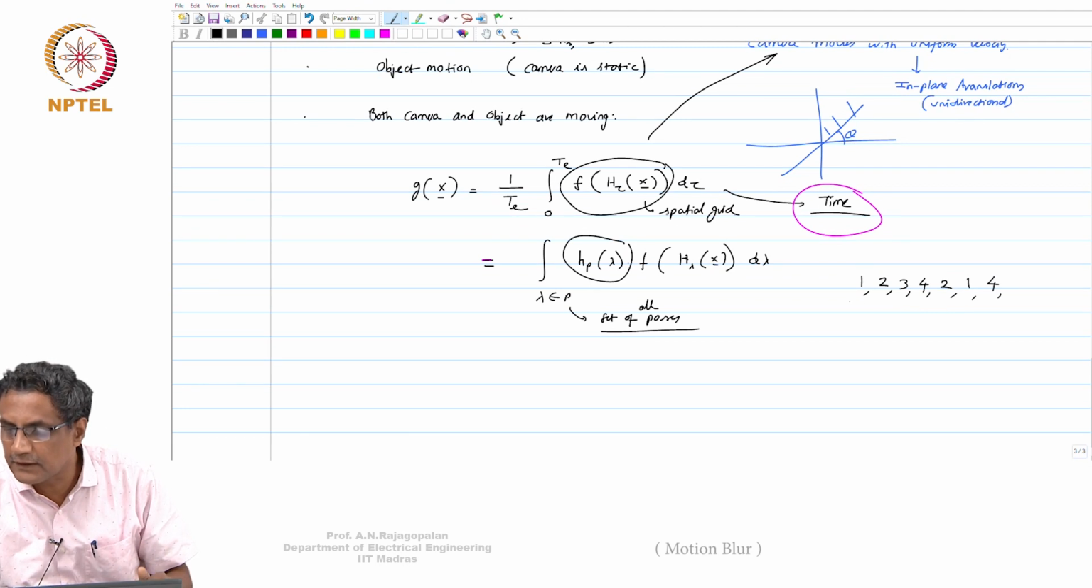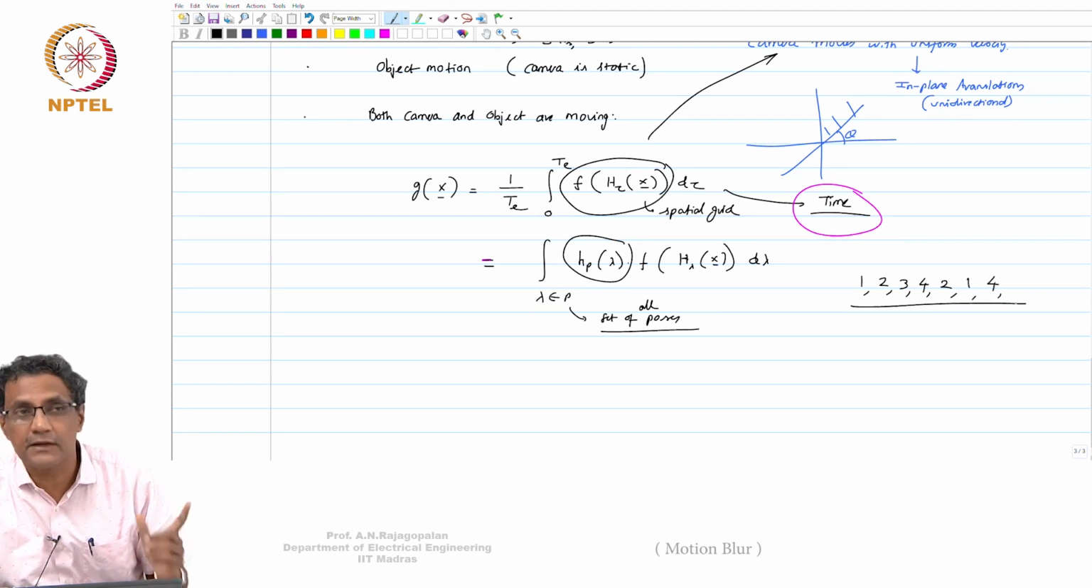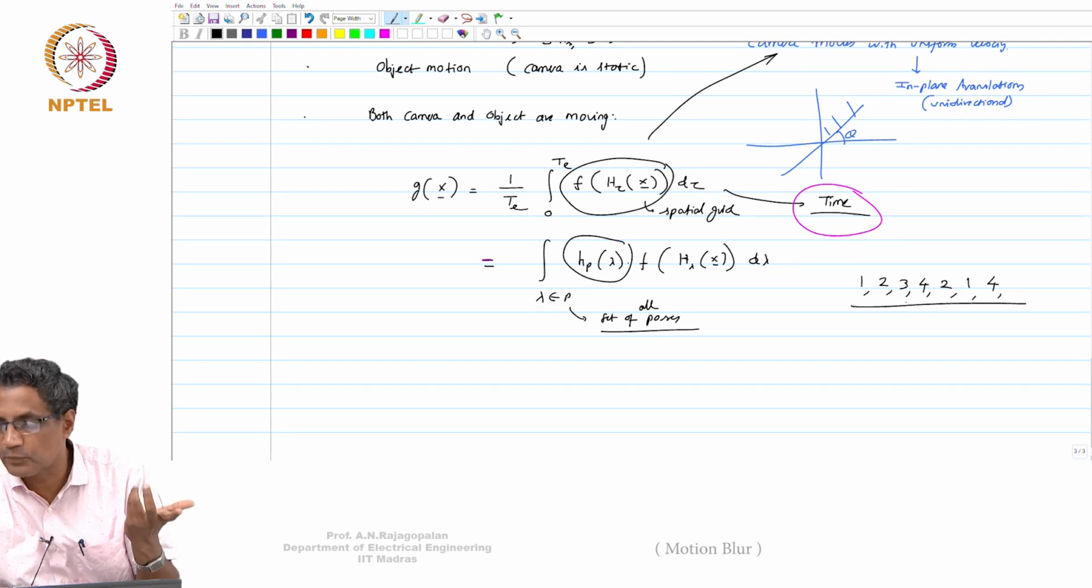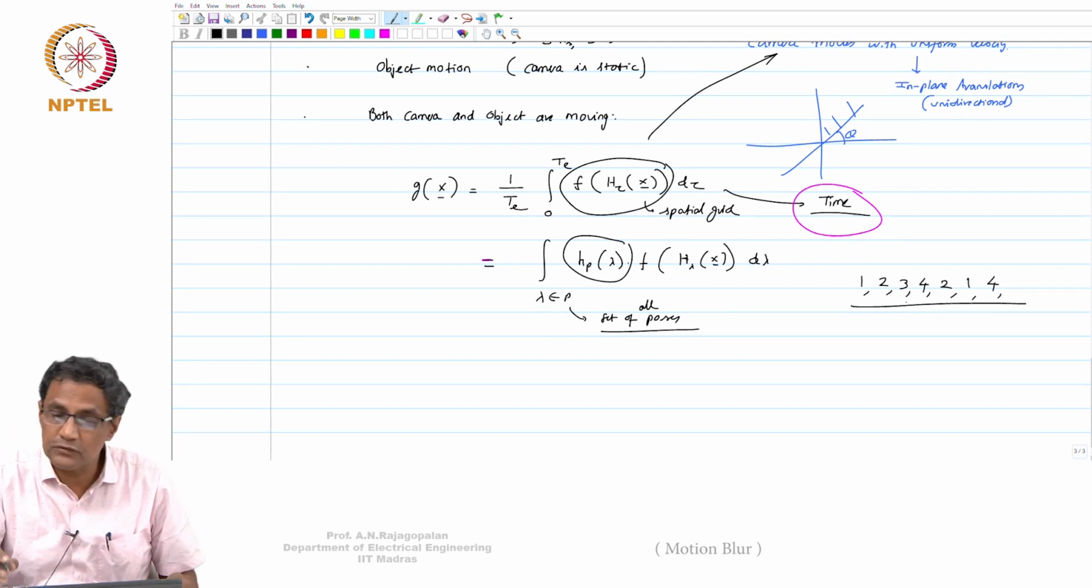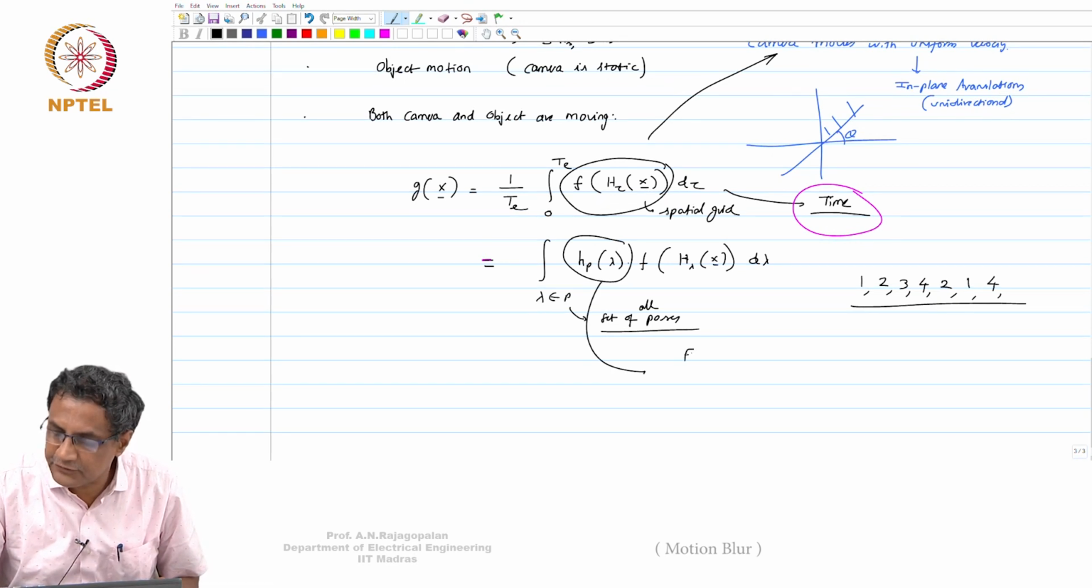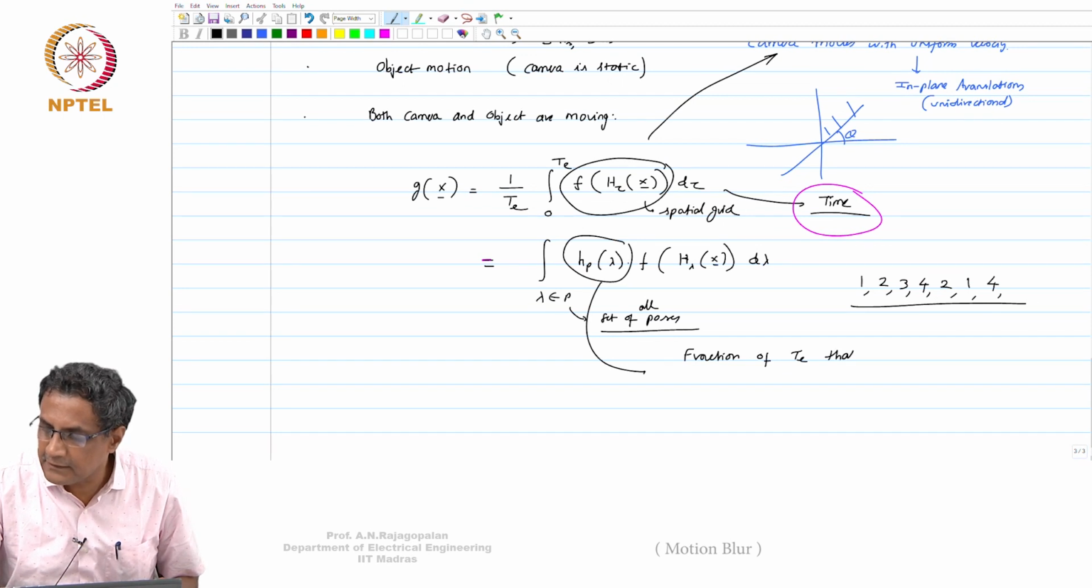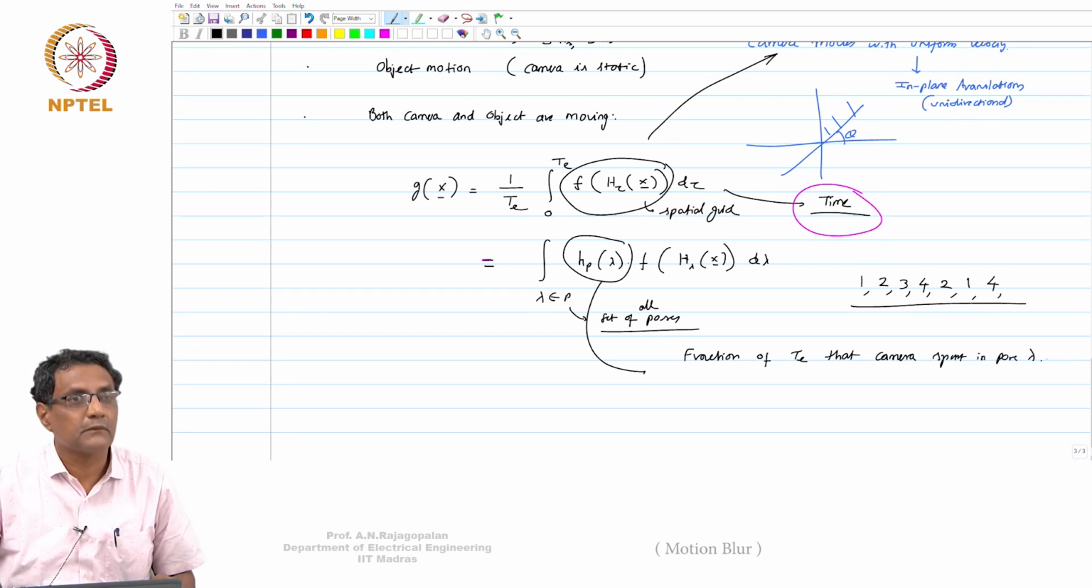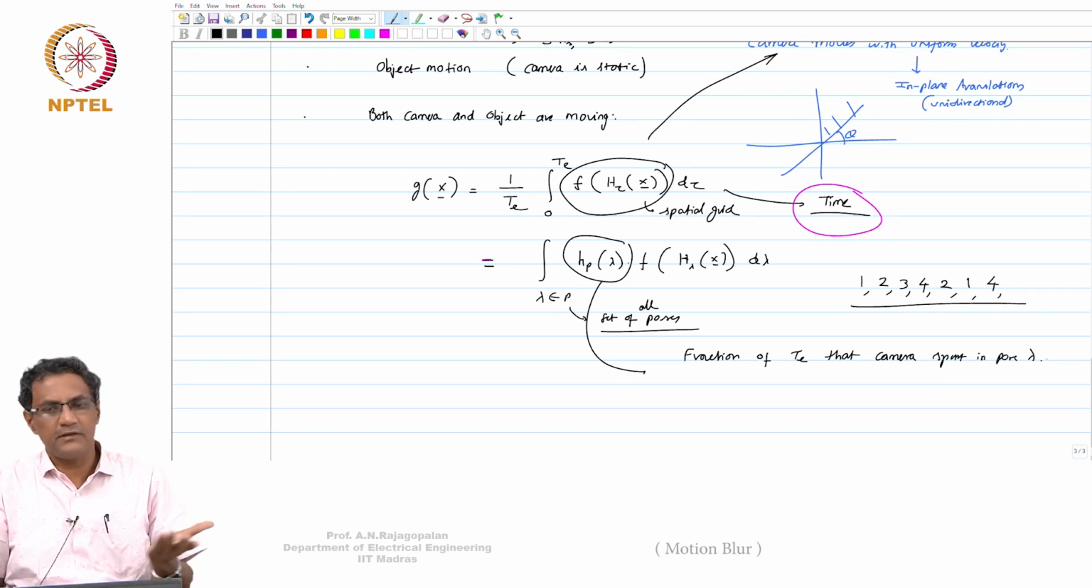So if you were to look at a time trajectory, sometimes it may be important for you, but as far as blur is concerned, why should I worry that 1 occurred first and then 2 and then 3 and then 4? I would rather say that 2 occurred twice, 3 occurred only once in this total exposure time, 4 occurred twice, and so on. So H_P of lambda is really the fraction of the exposure time, the fraction of TE, that the camera spent in a pose lambda.